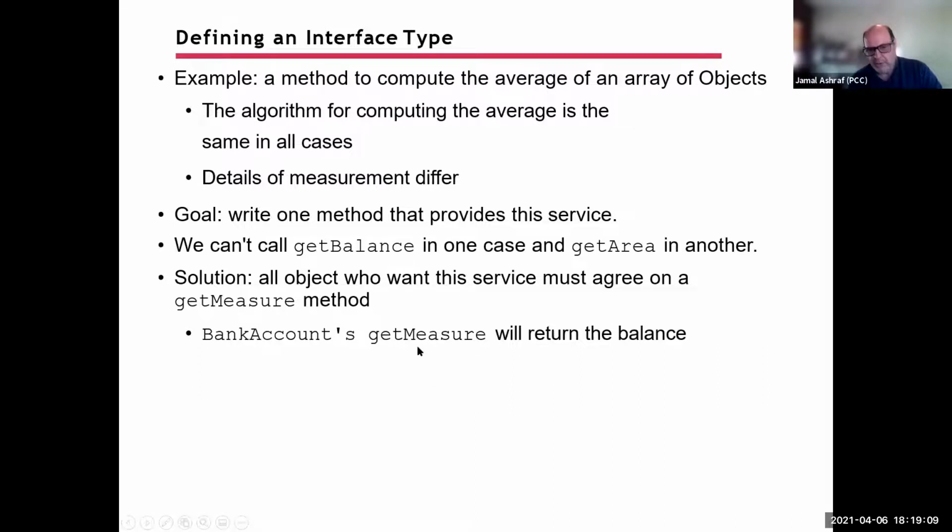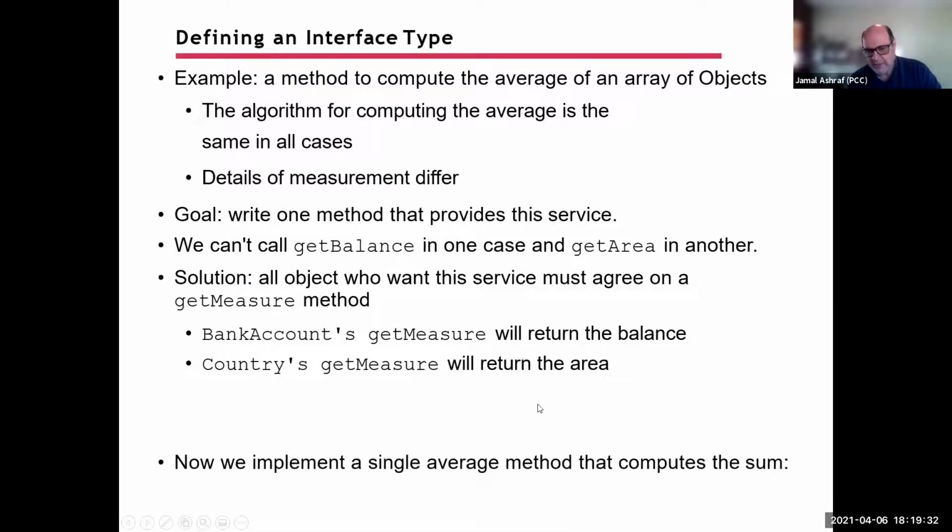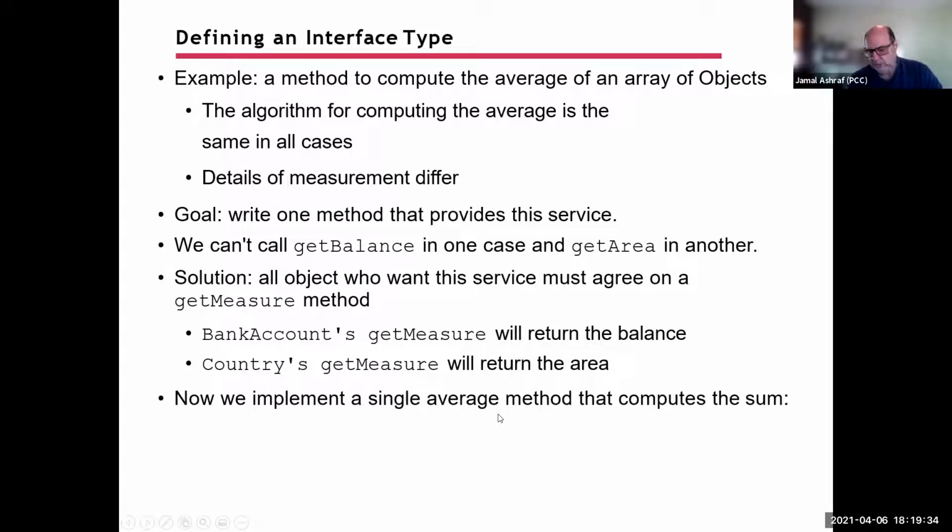So my bank account, get measure is going to give me the balance. My country, get measure is going to give me the area. My students, get measure is going to give their ages. My classroom, get measure is going to give the number of seats. So I can use this on any object and they're going to give me a number. As long as I have the number, my average can be run. The only requirement is, if you want to use my average, you have to give me a number.